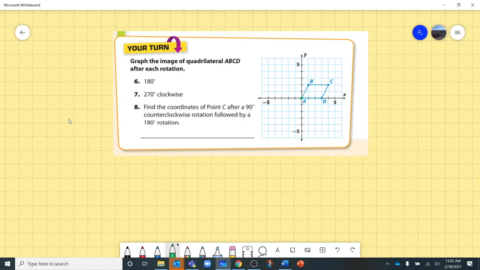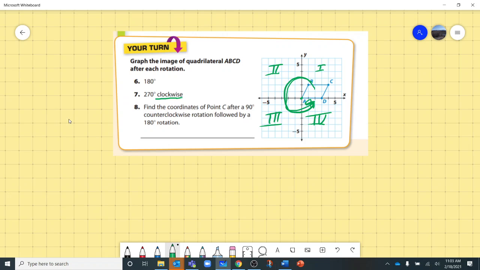First of all, unless it says clockwise, like it does in number 7, the direction of rotation is going to be like this, and that's called counterclockwise. So we're going to rotate in this direction. If you remember, at some point we talked about quadrants 1, 2, 3, and 4 in that direction. So we go from 1 to 2 to 3 to 4. And so most of our rotations, unless they say otherwise, are going to be in that direction.